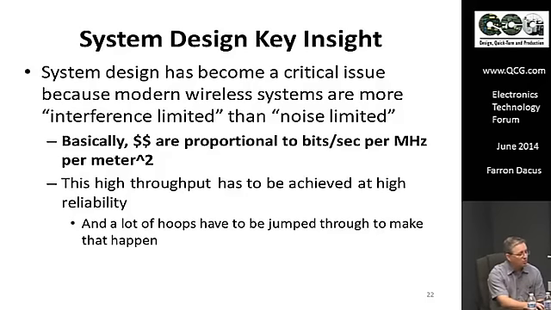Dollars are proportional to bits per second per megahertz per meter squared. So everything in these modern wireless system designs is designed around getting more conversations per square meter for the megahertz the FCC gives you. When you maximize that metric, you've got the system design that lets you make the most money. Anything else gets filed away. But you got to do that with high reliability, which is a link budgeting and interference control question.